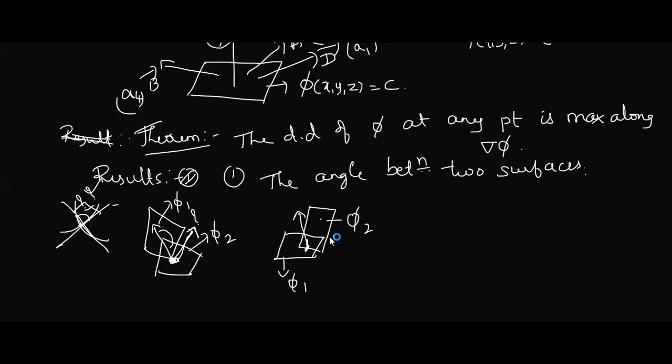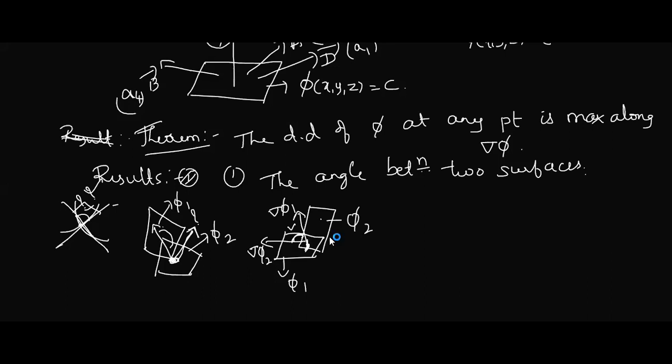What is a vector perpendicular to a surface? Del phi. Del phi 1. Similarly, at the same point of intersection, for this surface you draw a normal, this is del phi 2. Then you find the angle between them. They will be like some lines, so you can easily find the angle between them. Whatever this angle obtained is nothing but the angle between the two surfaces. Clear?